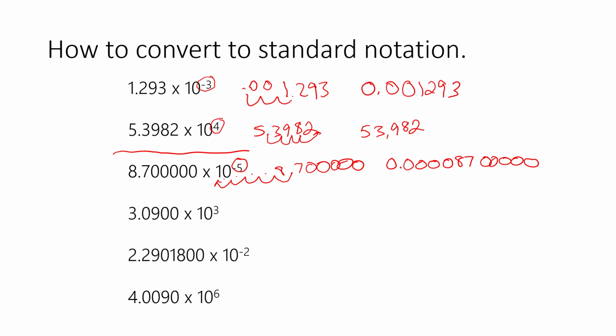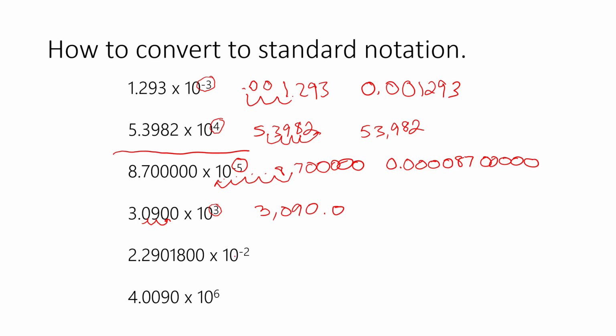So here's another one. We have 3.0900, and we're moving that decimal 3 places to make the number bigger. 1, 2, 3. So that becomes 3,090.0.